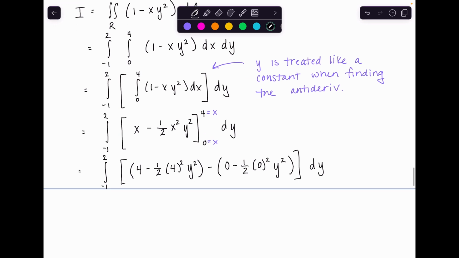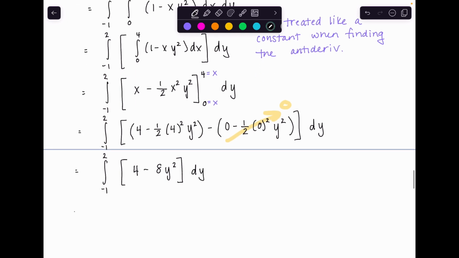Before I do that, I'm definitely going to clean this up though. So this front piece, really, the second one is just completely gone. This is all 0. So the front becomes 4. 4 squared is 16 times 1/2. This becomes 4 minus 8y squared. And then we integrate with respect to y.